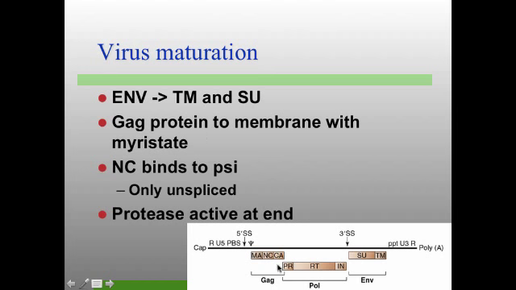What's interesting is if you look at this structure, matrix, nucleocapsid, capsid, I should have brought up the cartoon of the virion. That's also exactly the way they're arranged inside the virion. So if you go from the outside to the inside of the virion, first you have matrix, then you have capsid, then you have nucleocapsid. So all three of those are right together.